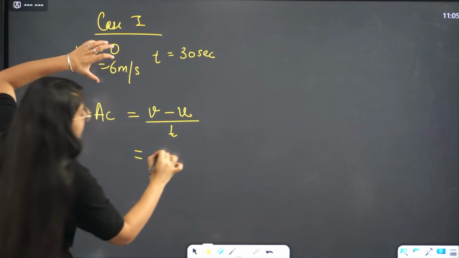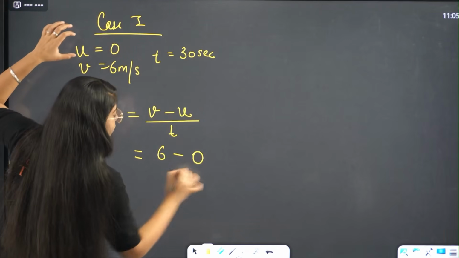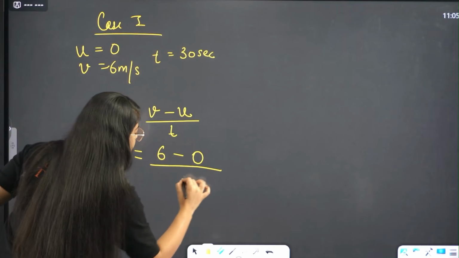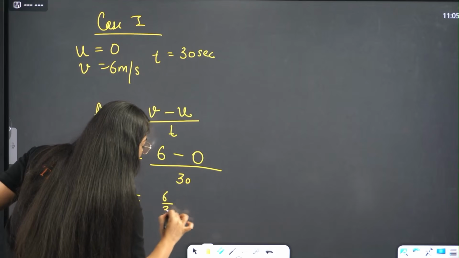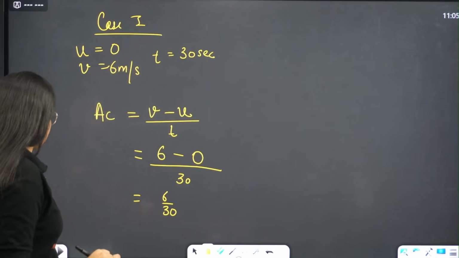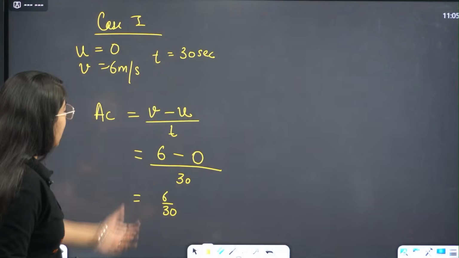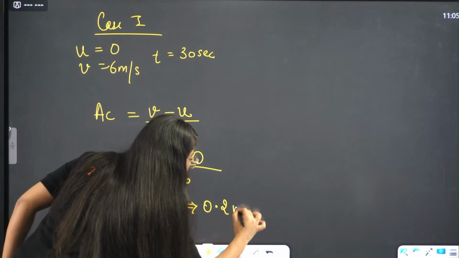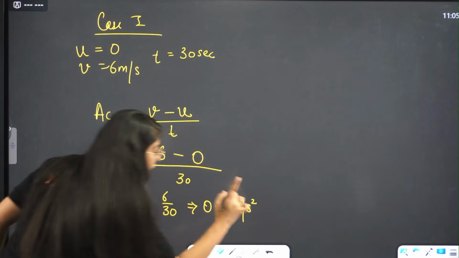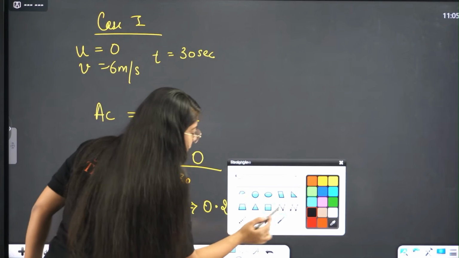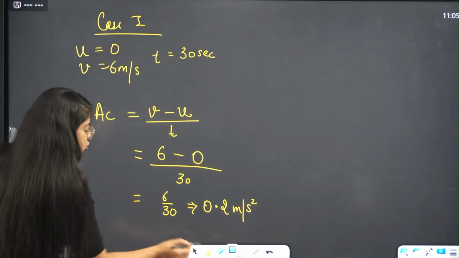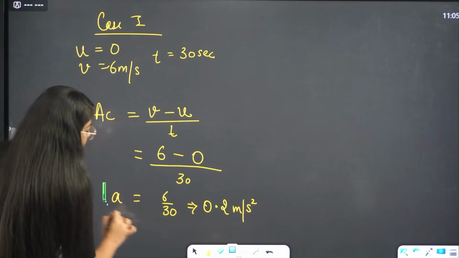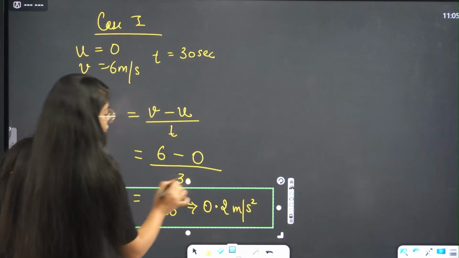So v is what? 6 meter per second minus u, which is 0 meter per second, and t is what? 30 seconds, right? So that is 6 divided by 30. Understood? 6 meter per second, 30 seconds, and then you divide it. So the answer comes out to be 0.2 meter per second square. Don't forget to put a square over the second. Okay, so this will be your acceleration in the first case.